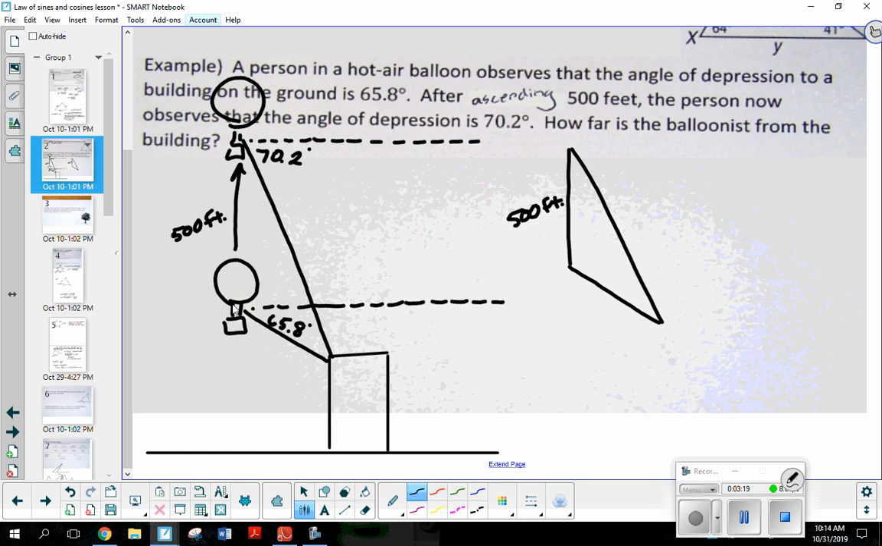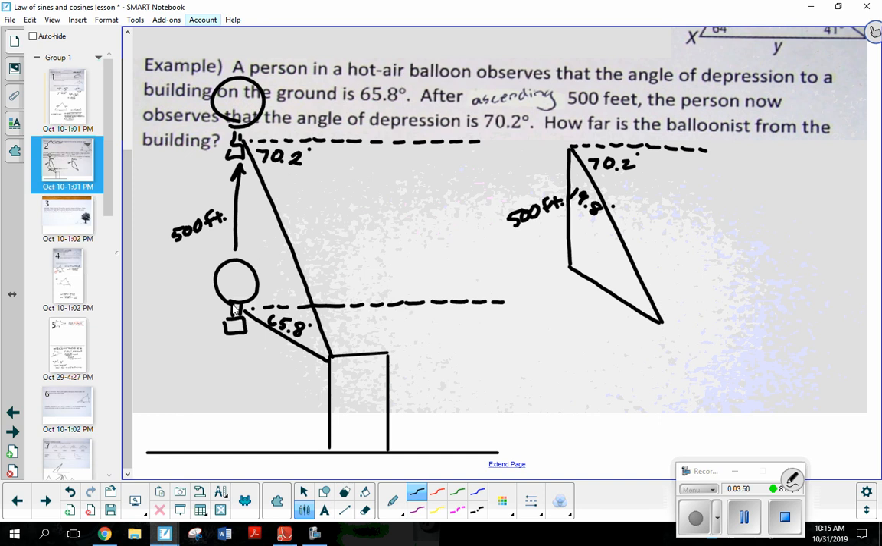Now, from this line of sight, we knew that this exterior angle right here was 70.2 degrees. So what would this inside angle be right here? What's complementary with that? And what's the key word I said there? Starts with a C. Complementary. That means 2 angles that add to 90. So basically, what's 90 minus 70.2? 19.8. So this is 19.8 degrees right here.